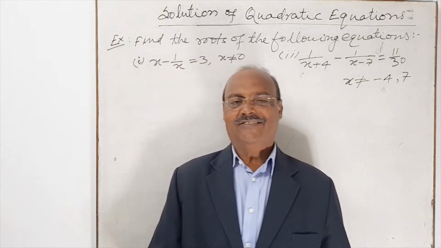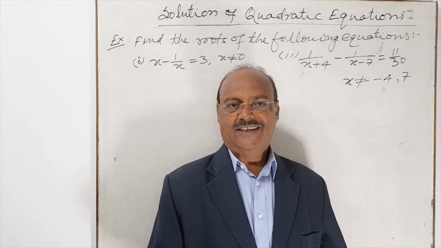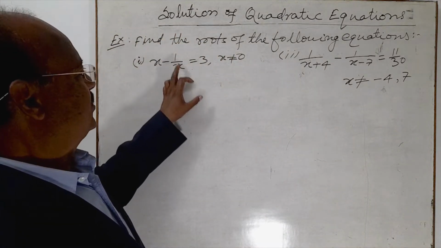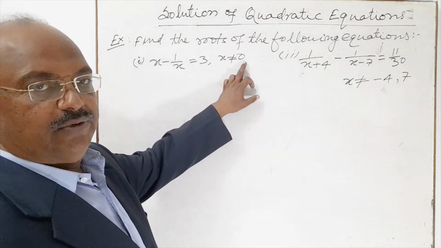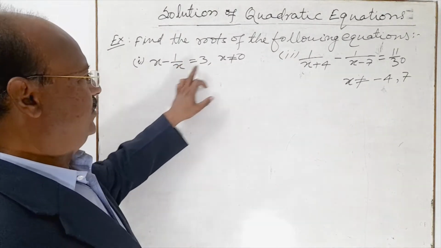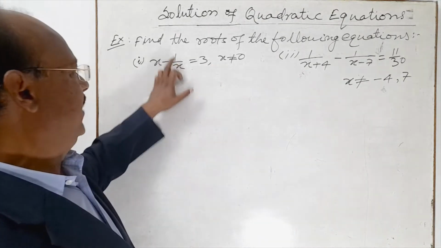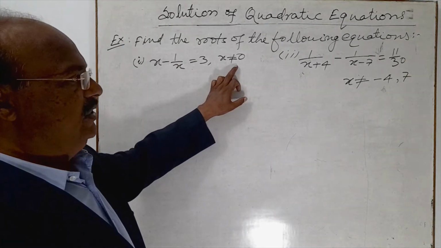Welcome students. Today we are going to discuss very interesting questions of quadratic equations. You see these questions. First question is x minus 1 by x is equal to 3, where x is not equal to 0. x cannot be equal to 0 of course, because here x is in the denominator. So 1 by 0 will be not defined.